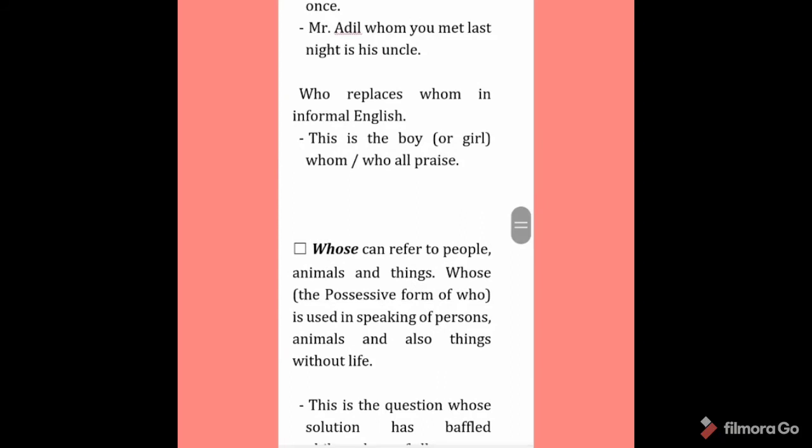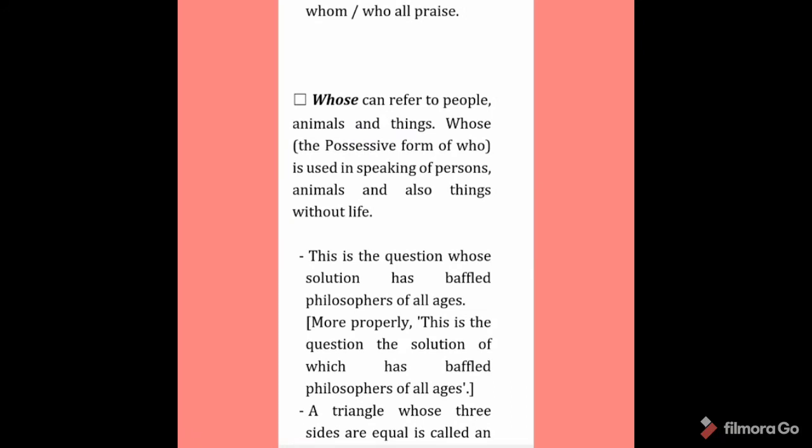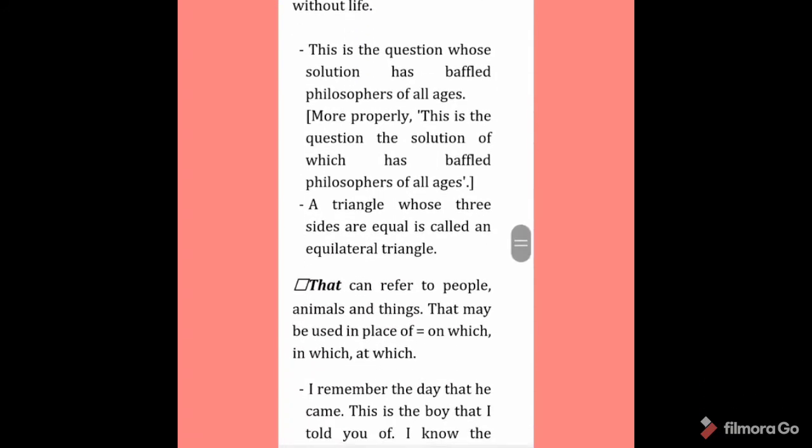Whose can refer to people, animals, and things. Whose, the possessive form of who, is used in speaking of persons, animals, and also things without life. This is the question whose solution has baffled philosophers of all ages. More properly, this is the question, the solution of which has baffled philosophers of all ages. It means that whether you write the solution of which or whose solution, both are the same. A triangle whose three sides are equal is called an equilateral triangle. You may say that a triangle, the three sides of which are equal, is called an equilateral triangle.